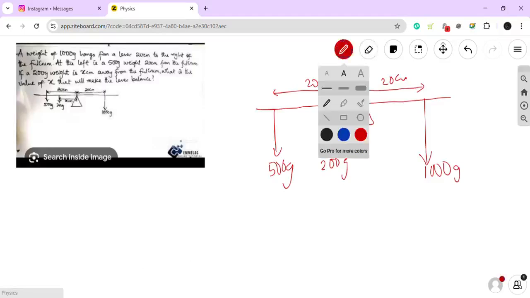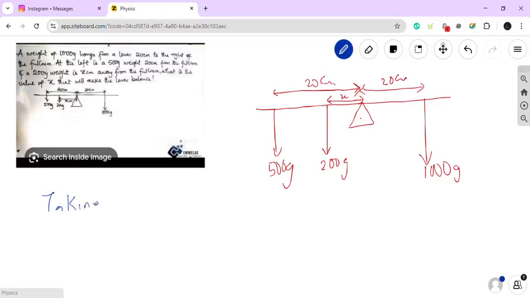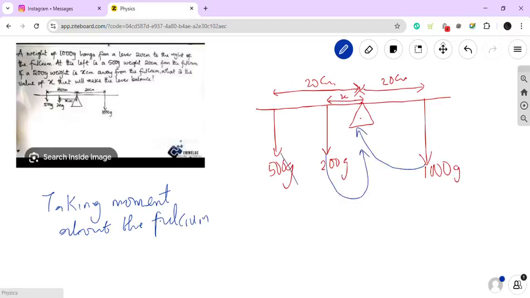For my reference point, I will use this fulcrum. So I will say taking moment about the fulcrum, meaning that whatever force I want to bring must be coming towards the fulcrum. I will bring this one like this, coming towards the fulcrum, this one like this, and this one like this. Now the first one that I brought here is in clockwise direction, but these two are both in anti-clockwise direction. I believe you are following me.